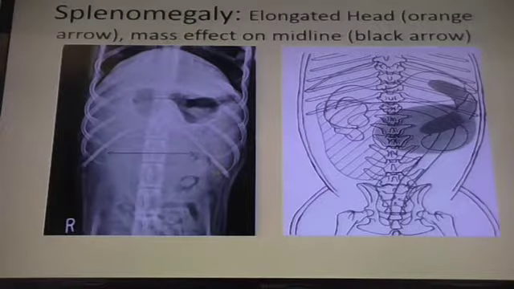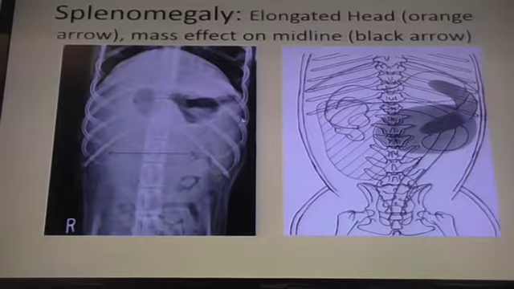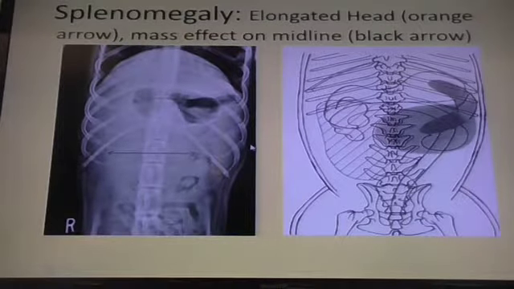So where the black arrow is, everybody can see that there's a soft tissue opacity, kind of indistinct. You don't see it distinct, you see it indistinct, but you see a soft tissue opacity superimposed on the fecal material within the colon. And the head of the spleen is more widened or elongated.